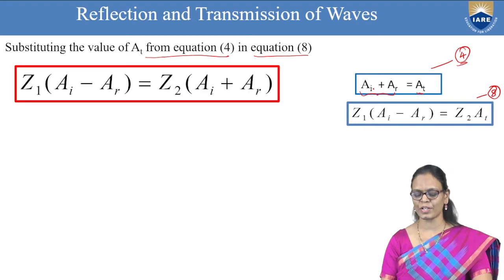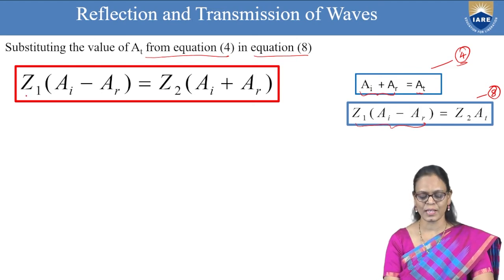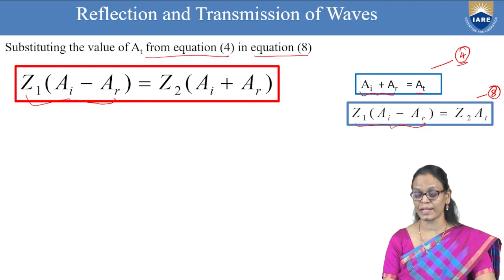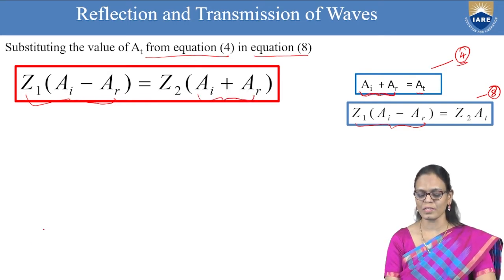So what will be the equation now? The left hand side remains the same, Z1 into AI minus AR. So Z1 into AI minus AR is equal to Z2 into, for AT, what we are substituting, AI plus AR. So we are getting here AI plus AR, on substituting the value of AT from equation 4 in equation 8. Now let us rearrange these terms and write.